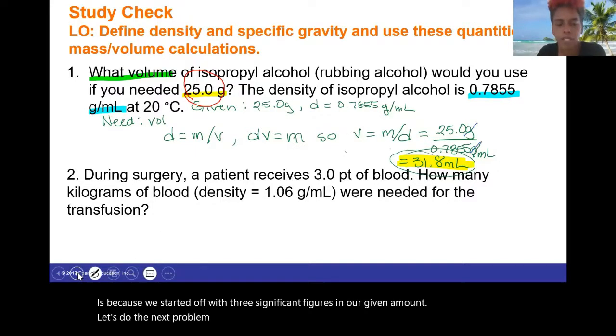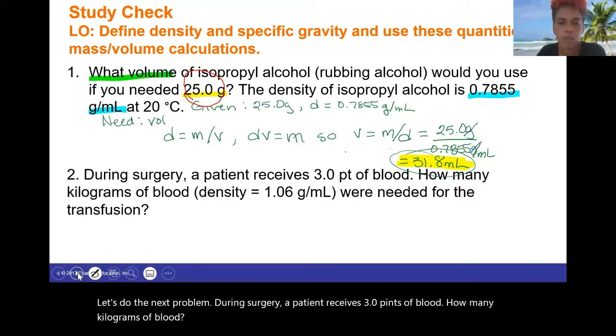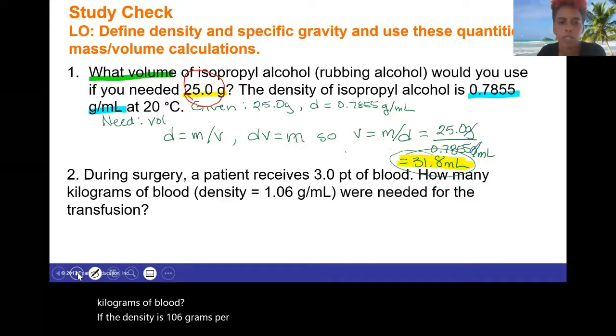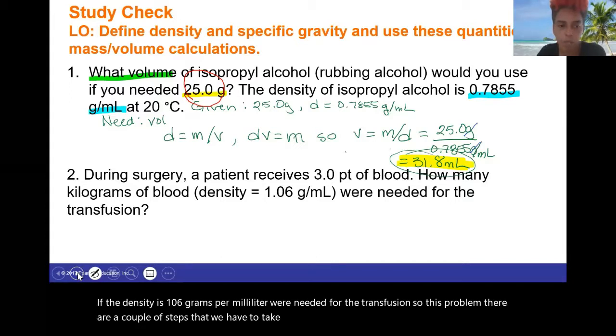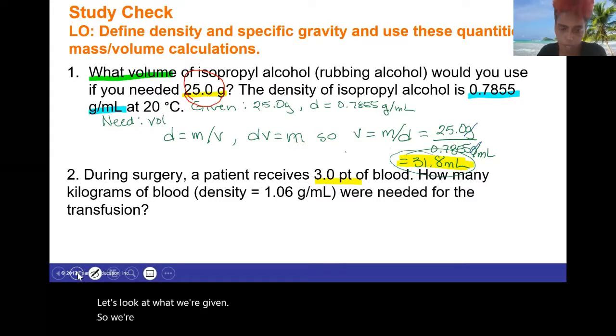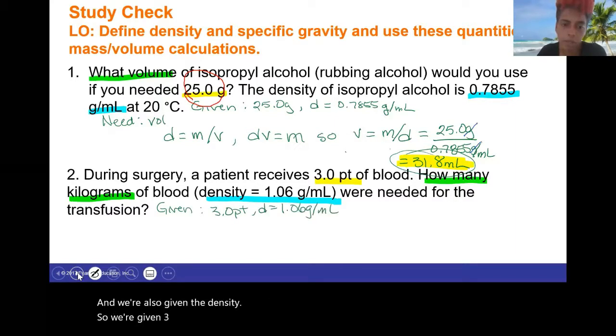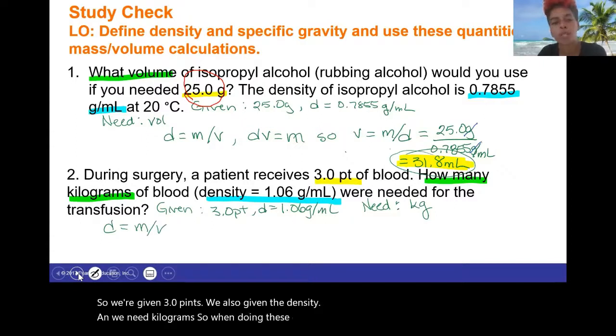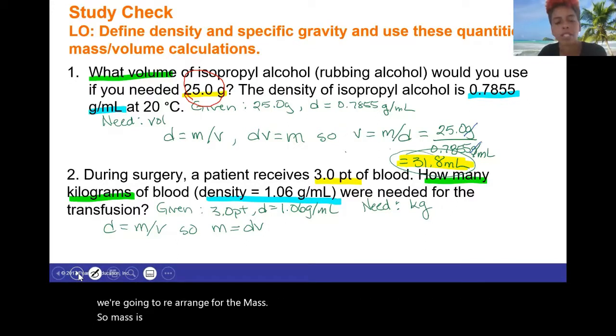During surgery, a patient receives 3.0 pints of blood. How many kilograms of blood, if the density is 1.06 grams per milliliter, were needed for the transfusion? So this problem, there are a couple of steps that we have to take to solve for kilograms. Let's look at what we're given. We're given 3.0 pints, and we need to know how many kilograms, and we're also given the density. So when doing these problems, remember you're going to rearrange. We're going to rearrange for the mass. So mass is going to be density times volume.